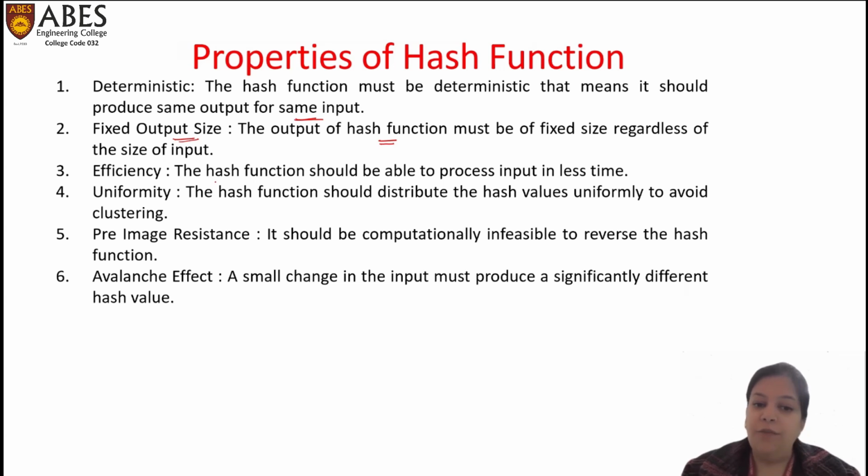Efficiency. The hash function should be able to produce the output in less time complexity. Uniformity. The hash function should distribute the hash values into the hash table uniformly. This is done to avoid clustering. Then pre-image resistance, that is, it should be computationally infeasible to reverse the hash function. Then the last property of hash function is avalanche effect. A small change in the input must produce a significant difference in the hash value.